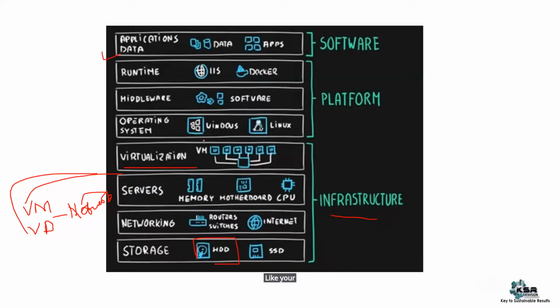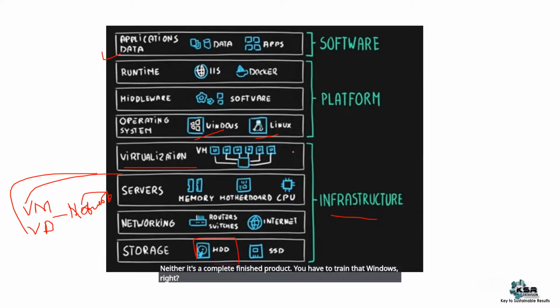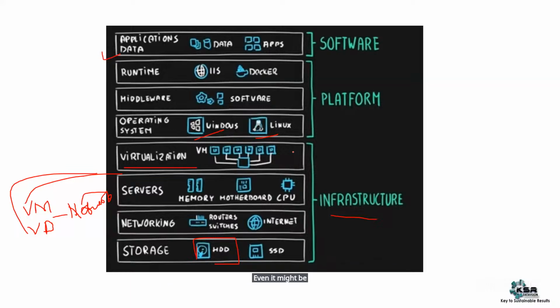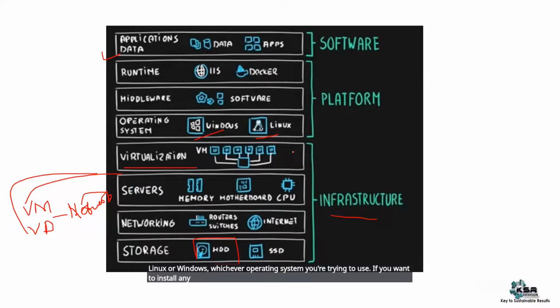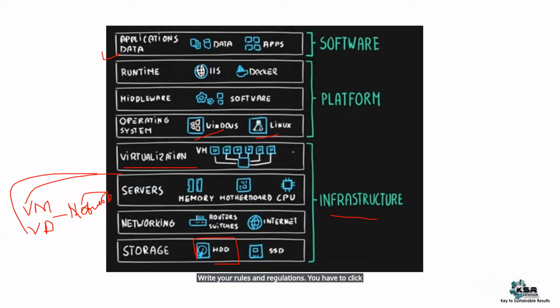Like your Windows, all your operating systems are platform. Why? Because you can't change anything in your operating system. You'll never get the infrastructure, nor is it a complete finished product. You have to train that Windows. Maybe you want to install an application, so you will get an option. Whenever you're installing any application on any operating system, even Android, iOS, Mac, Linux, or Windows, it will ask you to accept some rules and regulations. You have to click next and choose at which location you want to install. So all these options are asked.